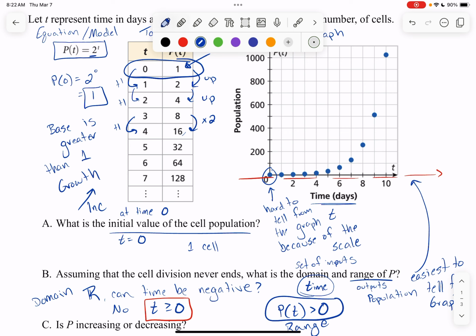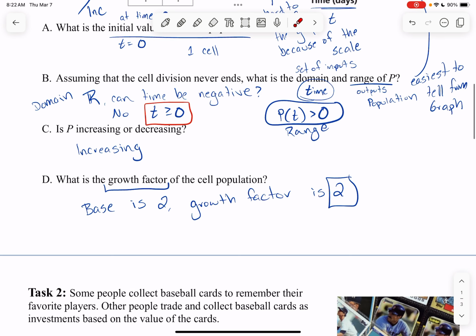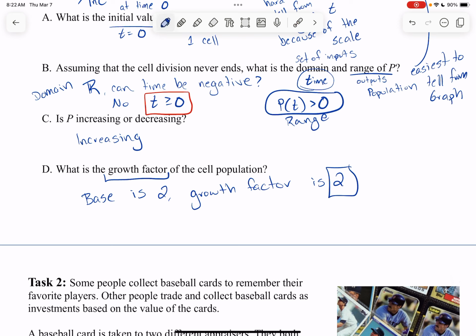It's a little harder to tell from the graph because I don't know the exact points of these. But really, you're looking for 2 consecutive points, like from 6 to 7. What's it doing? Well, we know it's going from 64 to 128, so it's going up by 2. So again, the growth factor is a lot harder to find from the graph. The growth factor is easiest to find on the equation.